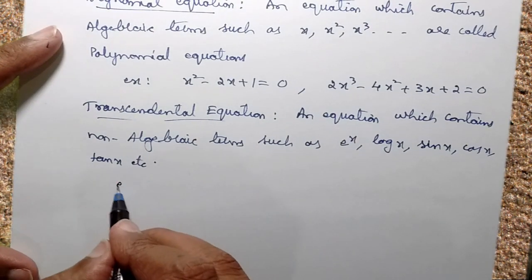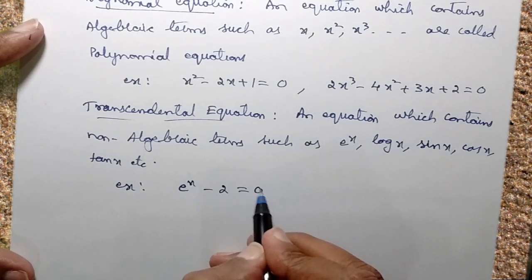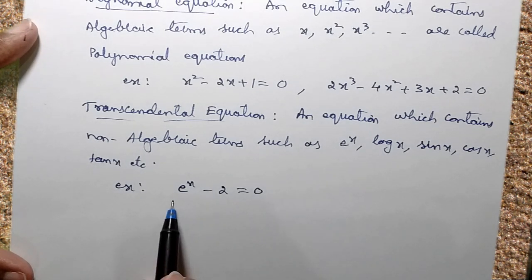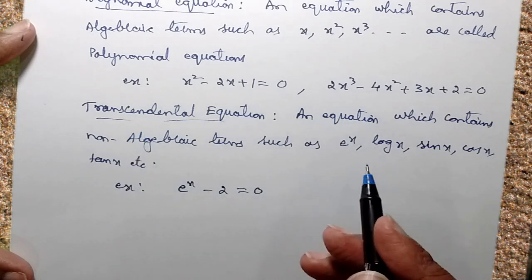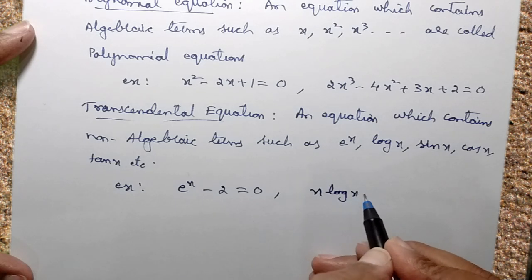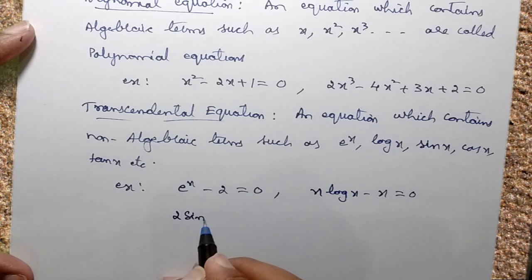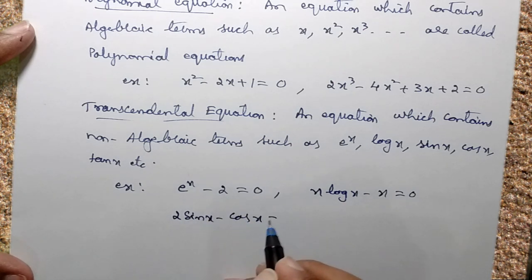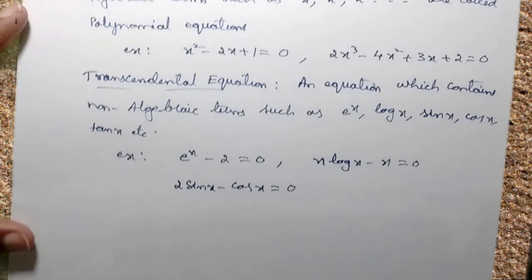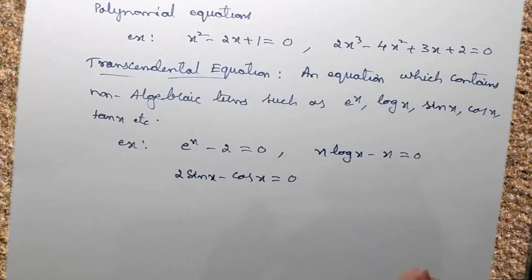For example, if I write e power x minus 2 equals 0, this is an example of a transcendental equation. Similarly, if I take a log value, x log x minus x equals 0, this is a transcendental equation because it contains log. Similarly, you can write 2 sin x minus cos x equals 0. It contains a trigonometric expression, therefore it is called a transcendental equation.